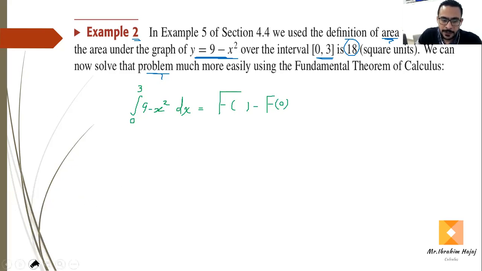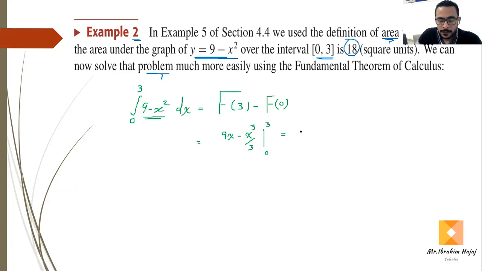Uppercase F represents the antiderivative of this function f of x, 9 minus x squared. So we said that integrating it gives 9x minus x cubed over 3, evaluated from 0 to 3.